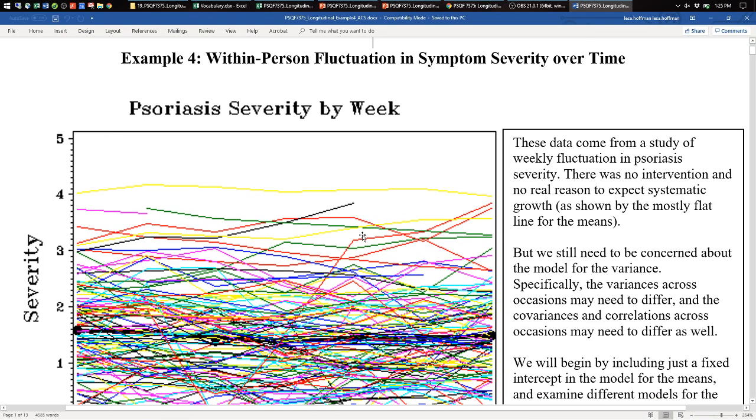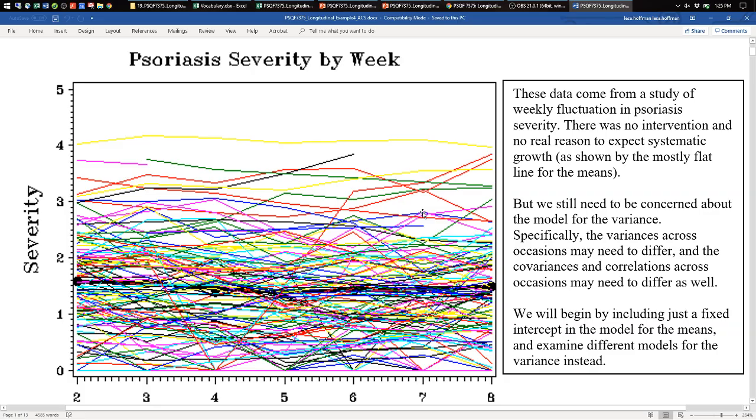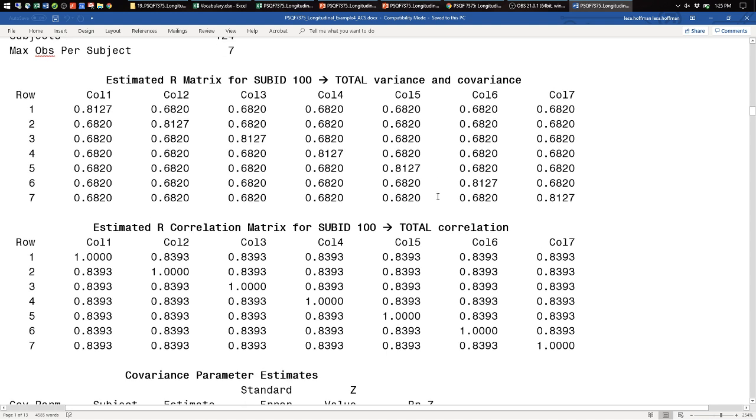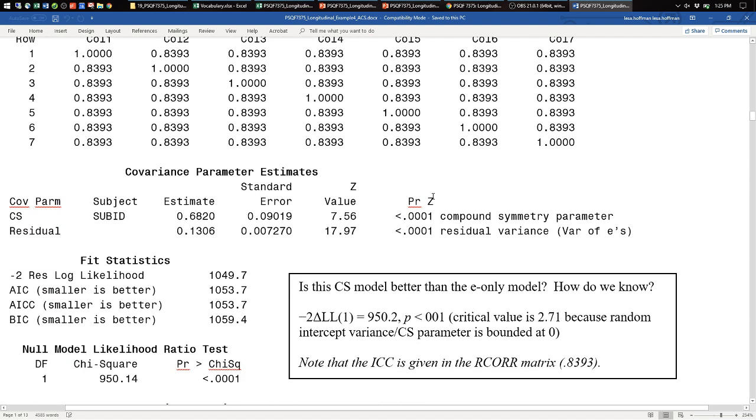Real data. Outcome is psoriasis severity fluctuating across a 7-week period. So, intraclass correlation of 0.84. Remember what that means? Intraclass correlation of 0.84 in this example. What's that mean? Yes, it's 84% between, due to mean differences, due to cross-sectional differences between people, yes.